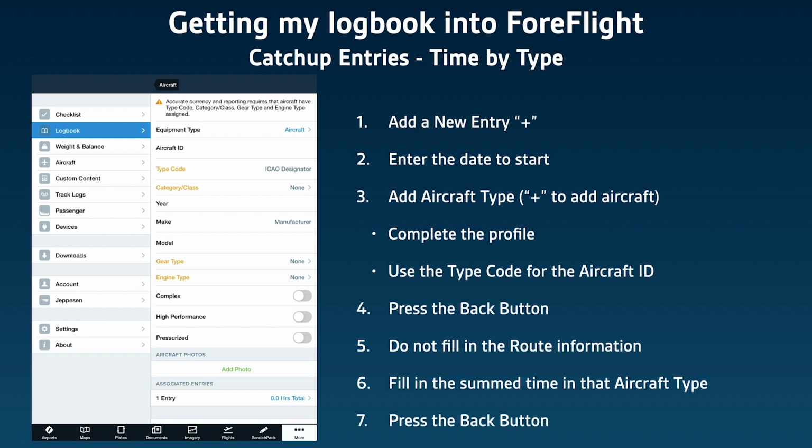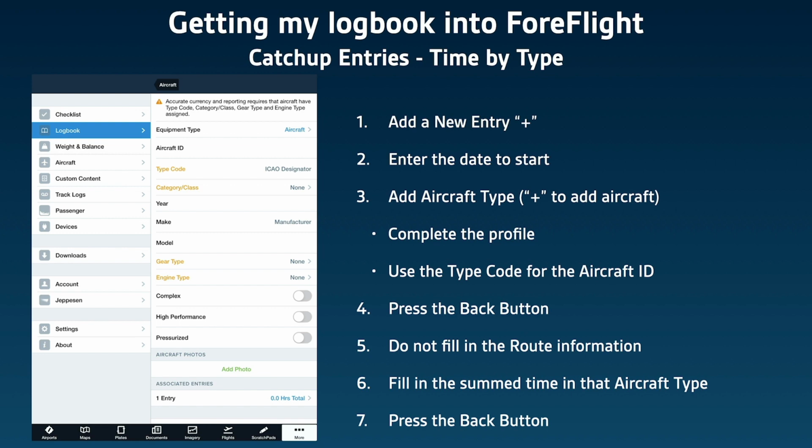But for the type code, this is where you're actually going to use the ICAO designator for that aircraft. So if it was a Cessna 172, you would just put C172. Then category class is airplane single engine land, gear type is fixed gear, and engine type is piston. That would be all the attributes for a 172, but we're making this entry for all of the previous aircraft that you've flown of that type.